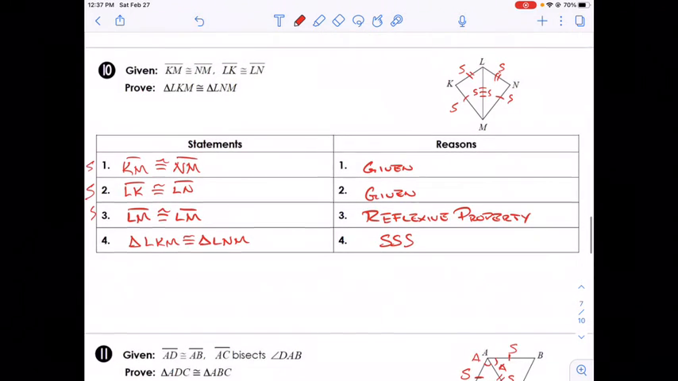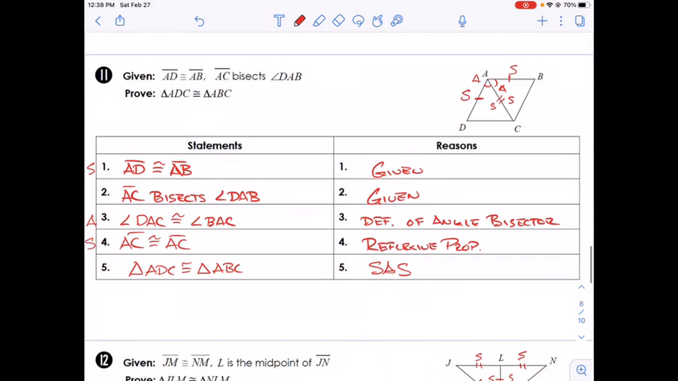Let's see how you did it for number 10. We have KM congruent to NM, which is given. LK congruent to LN, which is given. Now, we know LM is congruent to itself by the reflexive property. So that gives us three sides congruent to three sides, which gives us our two triangles congruent by side, side, side.